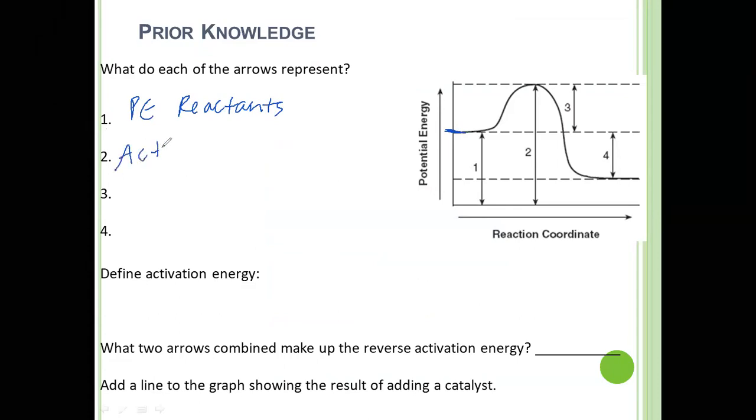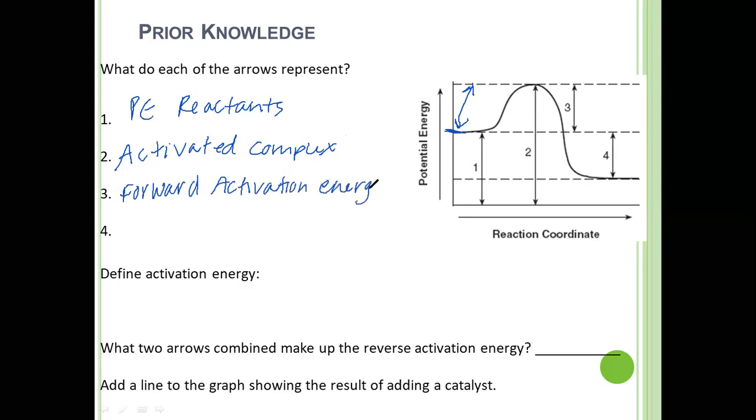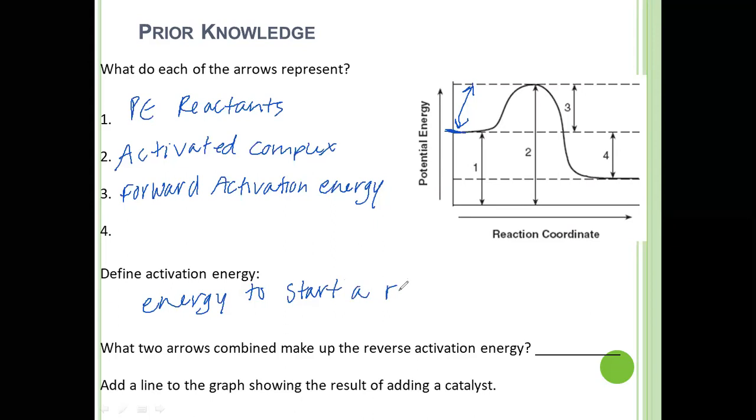Arrow 2, we don't necessarily talk about a ton. This is the activated complex. Arrow 3 is normally right here. So that might have caught you off guard. This is forward activation energy. So the energy to start a reaction.